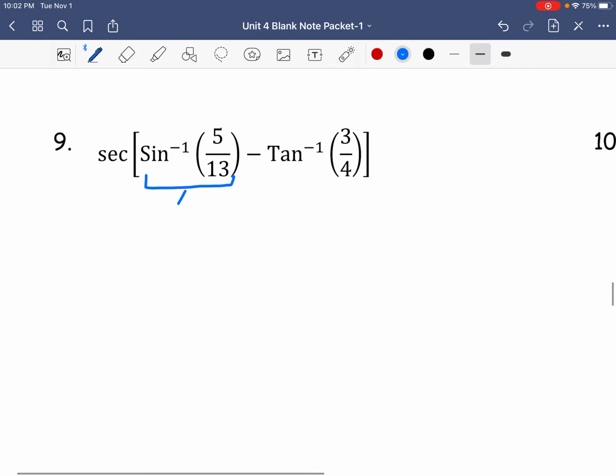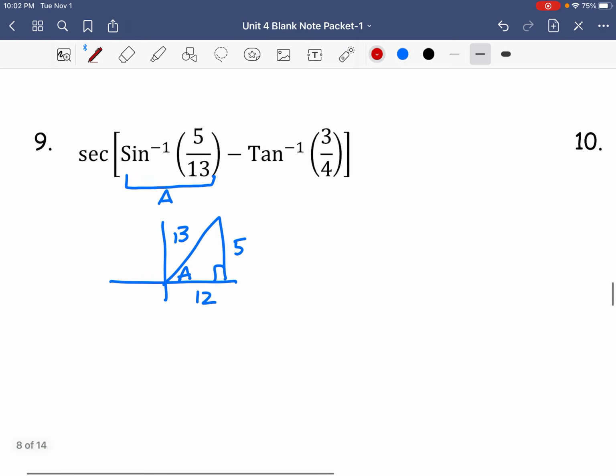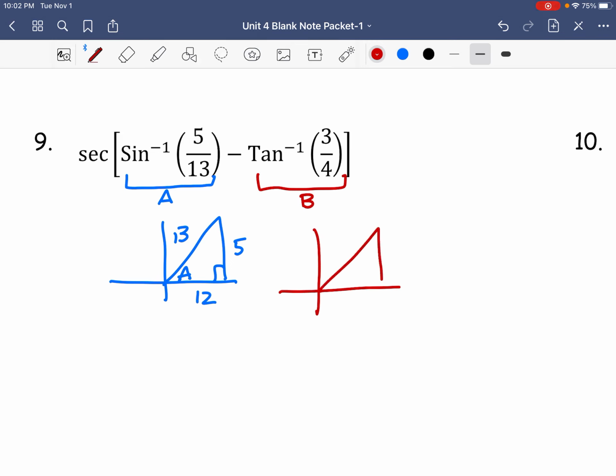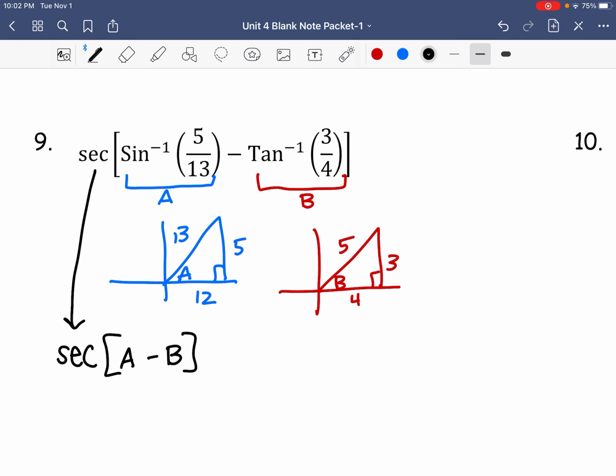Number 9 is going to require 2 triangles. Here I've got triangle for angle A. Let's draw them. Press pause if I'm moving too quickly. Both triangles are in the first quadrant. Okay, this time we have secant on the outside. So I have the secant of A minus B.